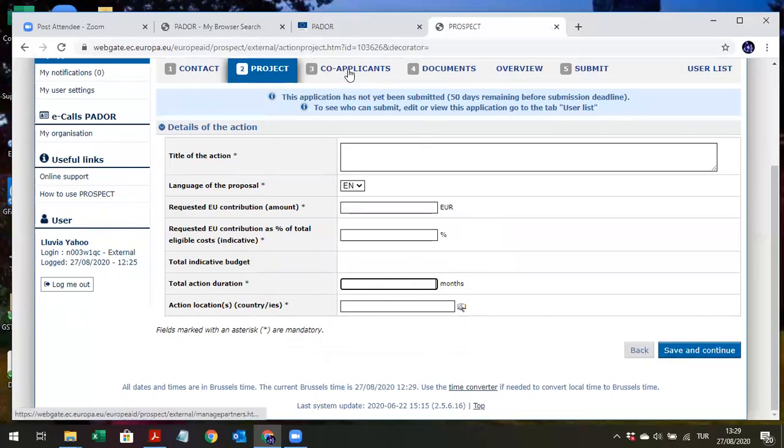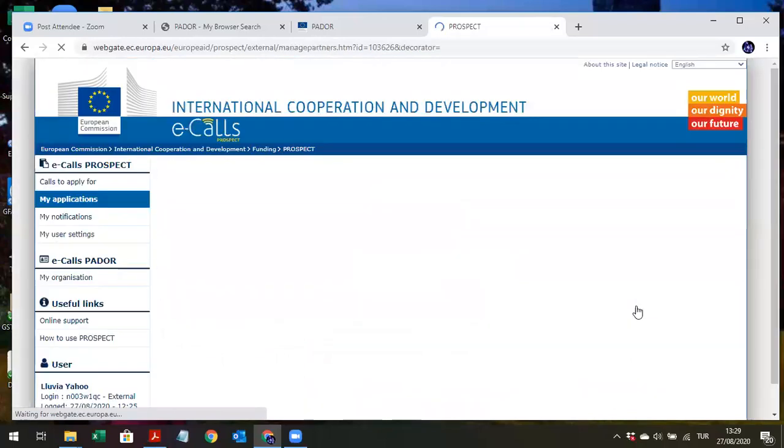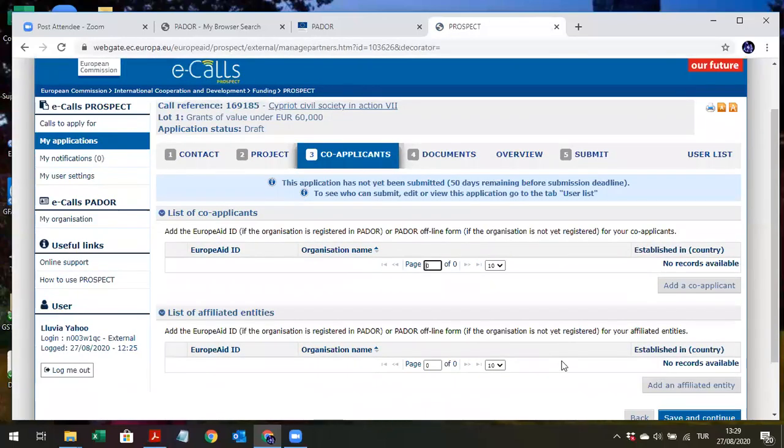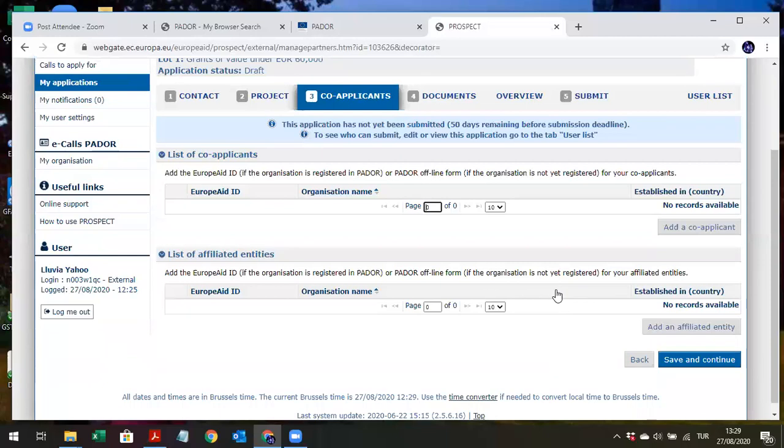continue. Let's move on to co-applicants. As I mentioned earlier, currently at the concept note stage, you don't need to fill this out. But of course, if you have already established your partnership network, you can add them. But at the latest, please do add them before the submission of full applications.